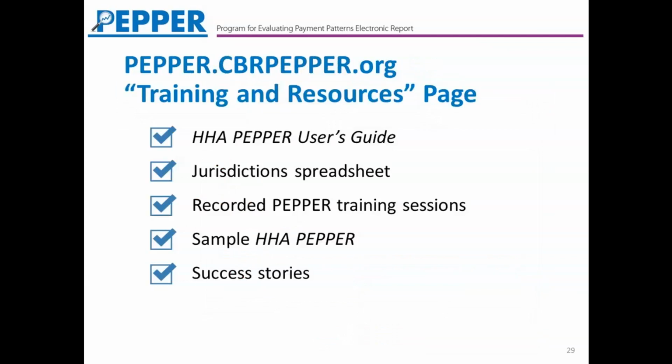And a number of other resources can be found on the PEPPER website. Of course, there's the user guide, the PEPPER training sessions, a demonstration PEPPER, a spreadsheet that will identify the number of agencies in each of those MAC jurisdictions in total and by state. And there are some testimonials and success stories. There are some really nice success stories out there, one in particular from a Kentucky hospital that used their PEPPER to help them identify undercoding.